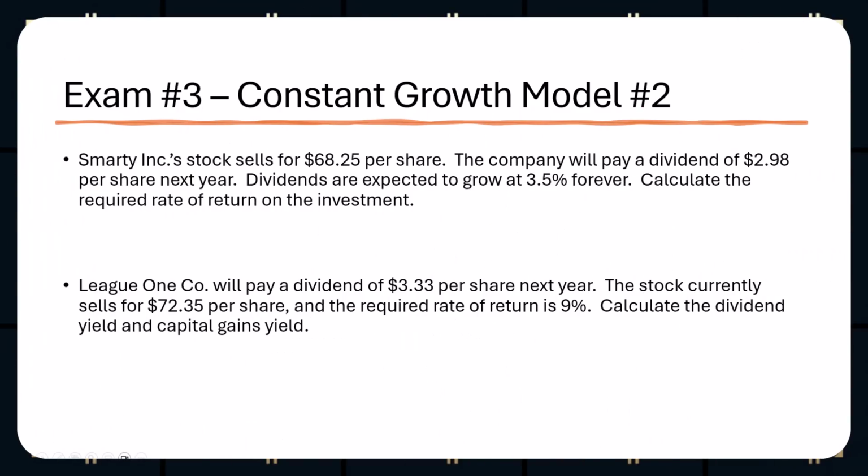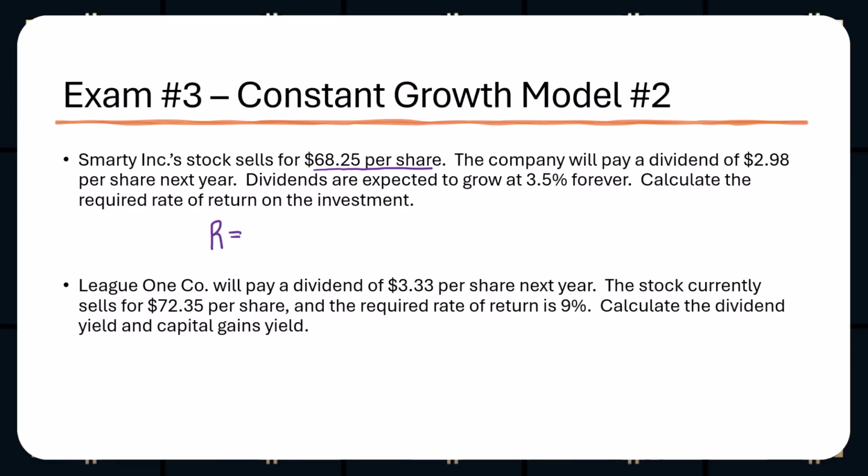Now in these next two questions, we're going to actually rearrange the formula a little bit. Smarty Inc.'s stock sells for $68.25 per share. The company will pay a dividend of $2.98 per share next year. Dividends are expected to grow at 3.5% forever. Calculate the required rate of return on the investment.